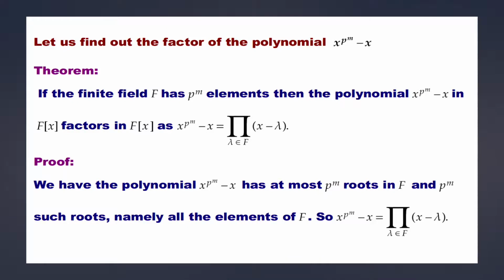Let us find out the factors of the polynomial x power p power m minus x. Let's see a theorem now. If the finite field F has p power m elements, then the polynomial x power p power m minus x in F of x factors in F of x as x power p power m minus x is equal to the product of all x minus lambda, for lambda belonging to F. Let's see the proof. The polynomial x power p power m minus x has at most p power m roots in F, and there are p power m such roots, namely all the elements of F. Therefore, x power p power m minus x equals the product over lambda belonging to F of all factors x minus lambda.